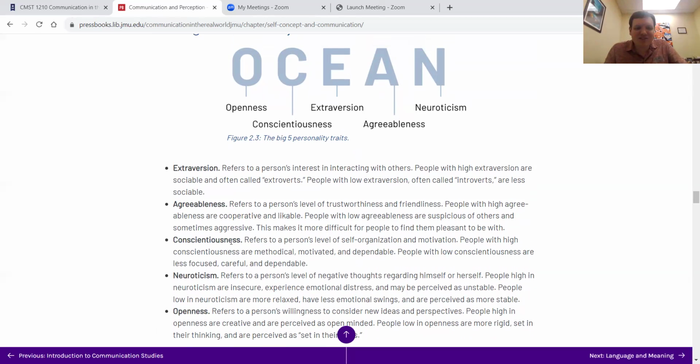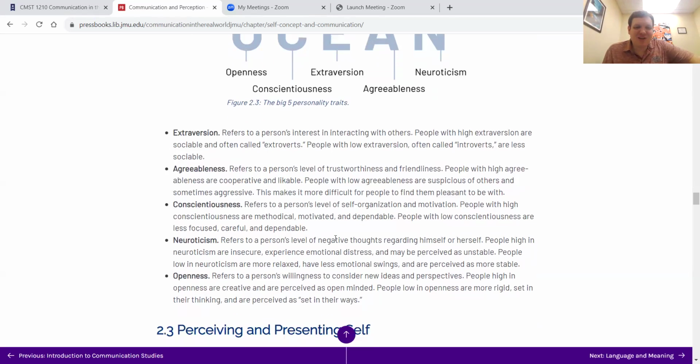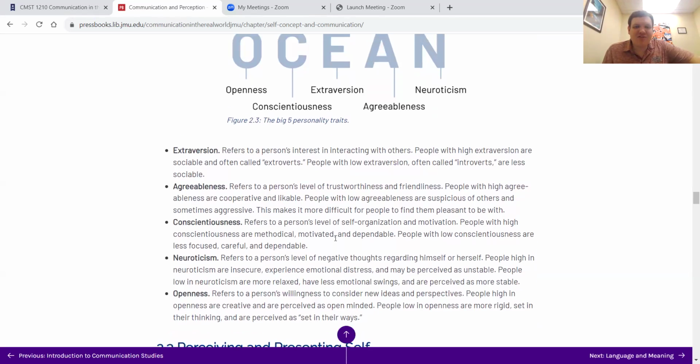So conscientiousness refers to a person's self-organization and motivation. So if you're high in conscientiousness, you're very methodical, motivated, dependable. Low conscientious people are less focused, careful, or dependable. And again, it's making it sound like the high is the positive and the low is the negative, and that's not the case. Certainly, you can have low conscientiousness but still be a very good person. So I don't like the way that this textbook's framing this terminology here. But yeah, conscientiousness, you're very organized. You want things to be a certain way.